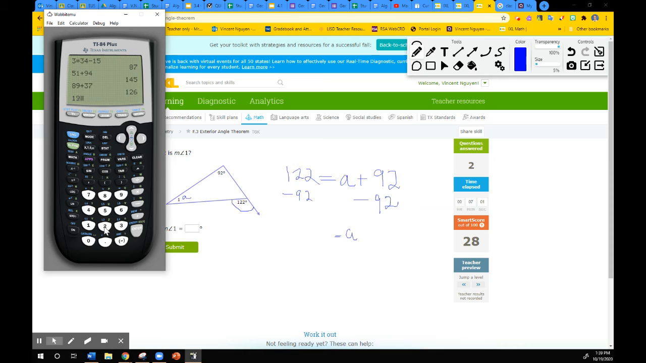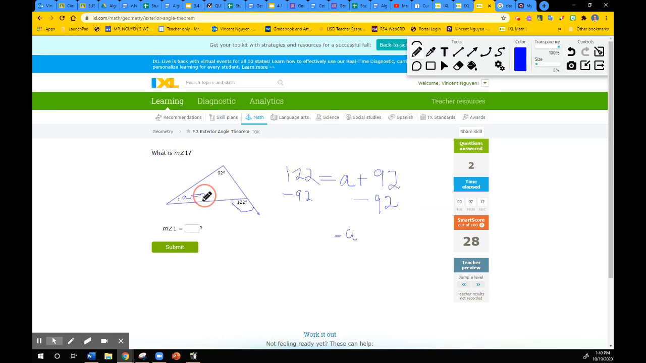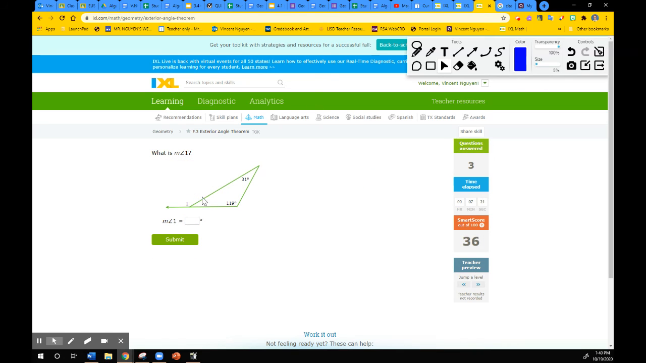122. Where did I get 92 from? Oh, minus 92. That's where I got it from. 122 minus 92 equals 30. So the inside angle here is 30 degrees. Okay, so that's what they want me to find. 30 degrees. Going backward, one step equation. Okay, this one, add, not subtract, add, because we're looking for the outside. So 31, let me do this in my head here. That's 140, 150. 150 is the answer.